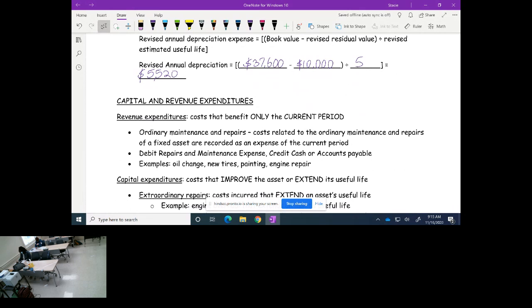Does that make sense? All we're doing is recalculating it. And the fact that the residual value changes just means that's the point we will depreciate up to. We're not going to depreciate past that point. So it's fine if it changes. We just adjust the expense accordingly. So y'all kind of see what we're doing?